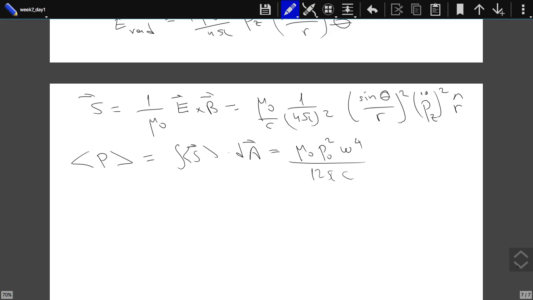P0, professor, it's the dipole moment. At t equals 0?